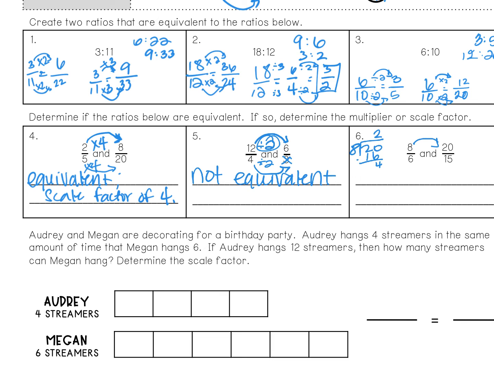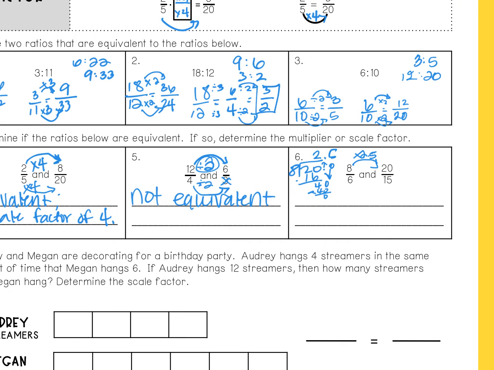I cannot have remainders in 6th grade, so I'm going to add a decimal, bring it up, add a 0, bring it down. 8 goes into 40 5 times. So 8 times 5 is 40. 40 minus 40 is 0. So in order for me to get from 8 to 20, I have to multiply by 2.5. In order for both of these ratios to be equivalent, I have to be able to take 2.5 and multiply it by 6 to get to 15.